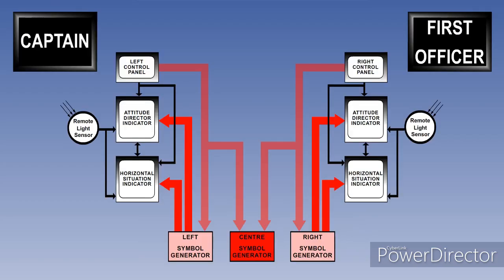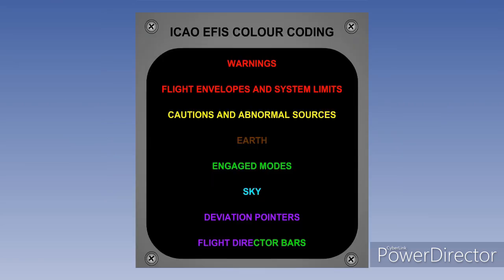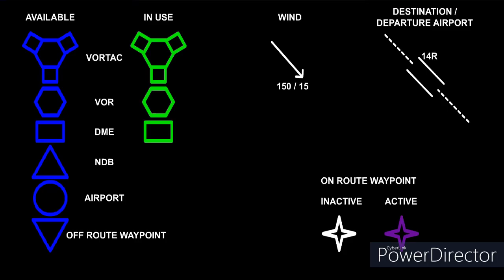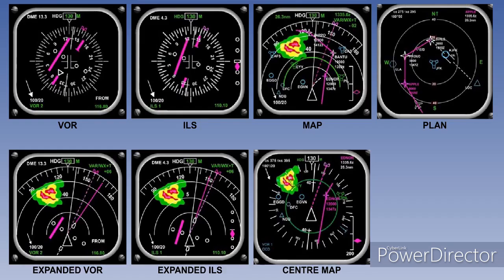Let's summarize this lesson. We started by looking at the components of an electronic flight instrument system. We said that, for redundancy, there was one more symbol generator than the number of displays. We then looked at the color coding. Firstly, there was the ICAO CS25 standard. But complementary to this, Boeing use color set 1. We then looked at the symbology. We said that there were 7 possible EHSI displays.